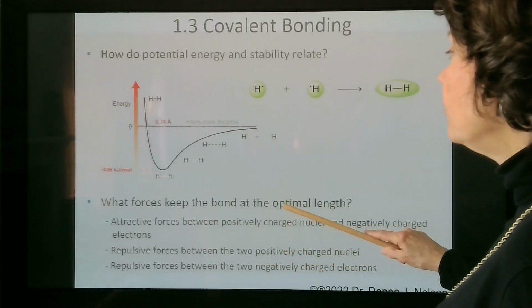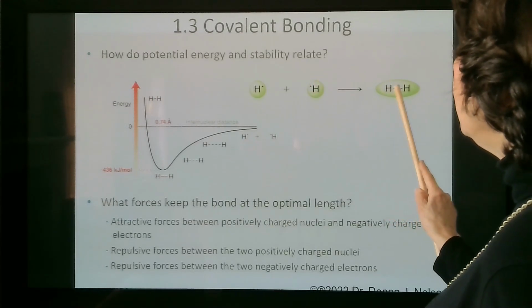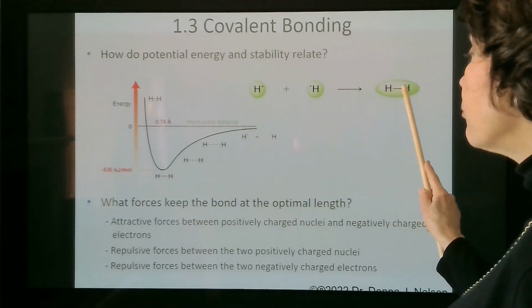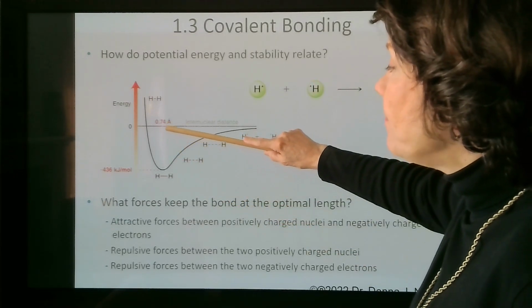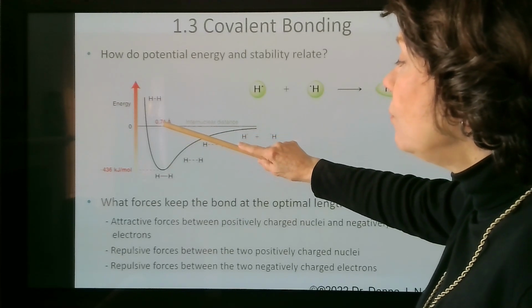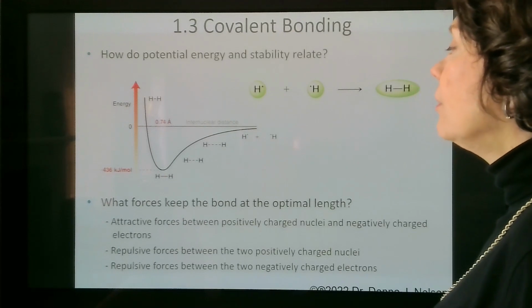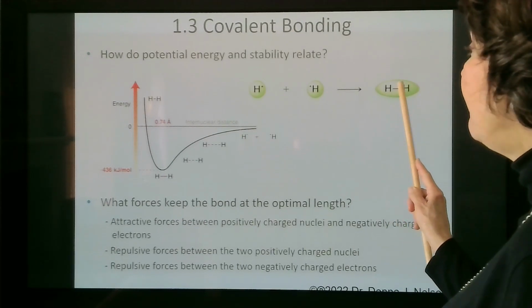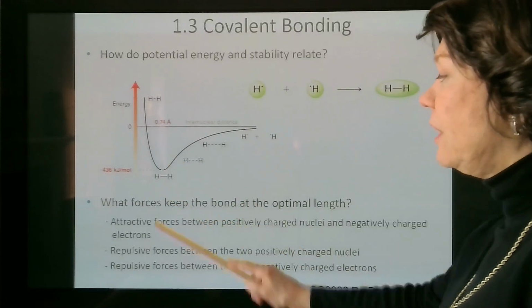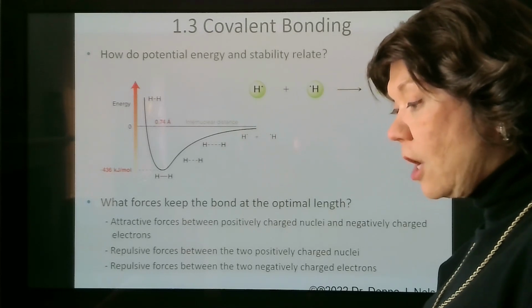So there's a balance there, and it will keep these 2, for example here, hydrogens, very close to this 0.74 angstroms internuclear distance, although there will be some vibration going on, but that's generally the average interatomic distance.